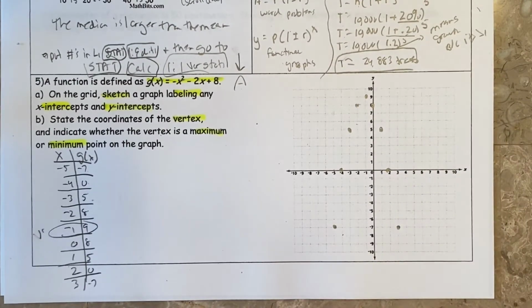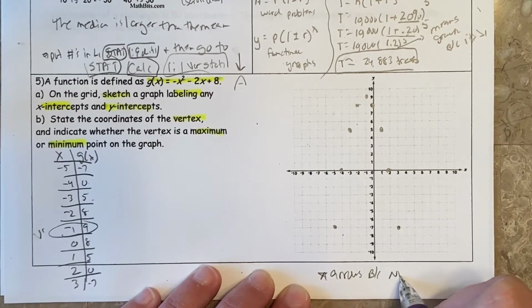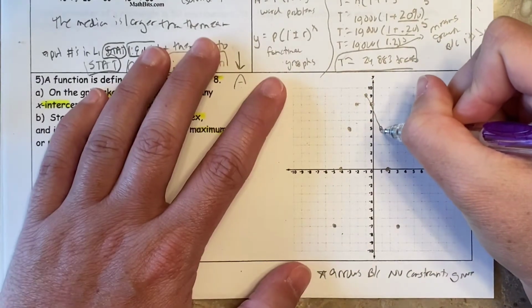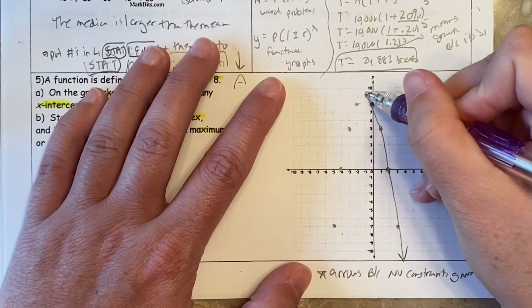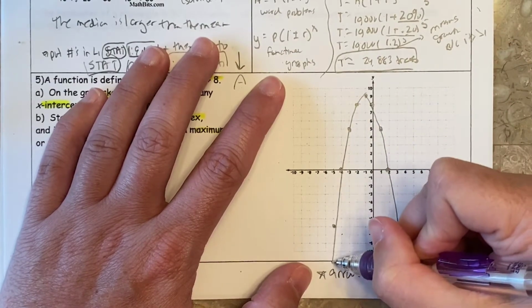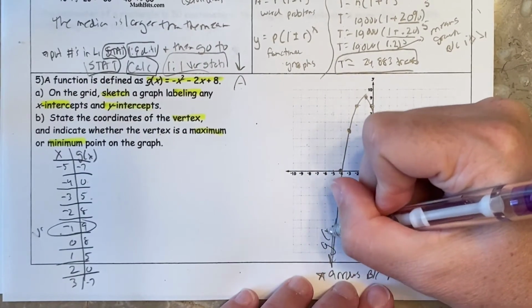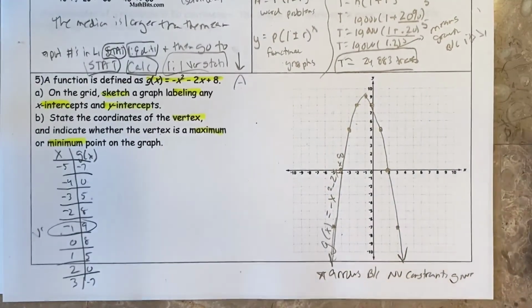Okay, now if you notice, there were no constraints given. So we're going to write arrows because no constraints given. Make it as curved as possible. Make sure you go throughout the entire graph. Make sure you have those arrows. And then you want to make sure that you put the equation on the line.